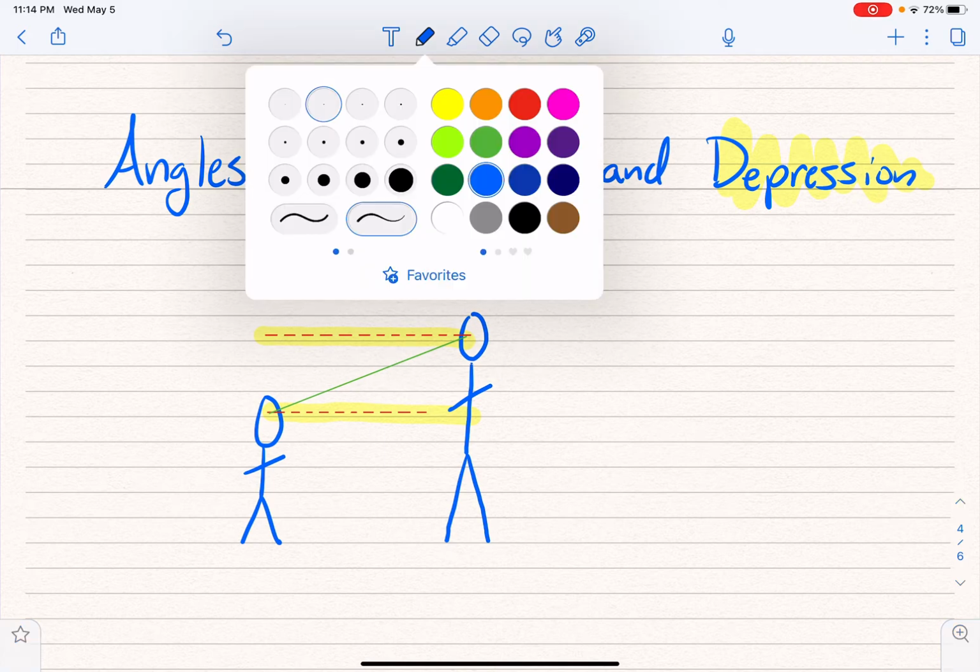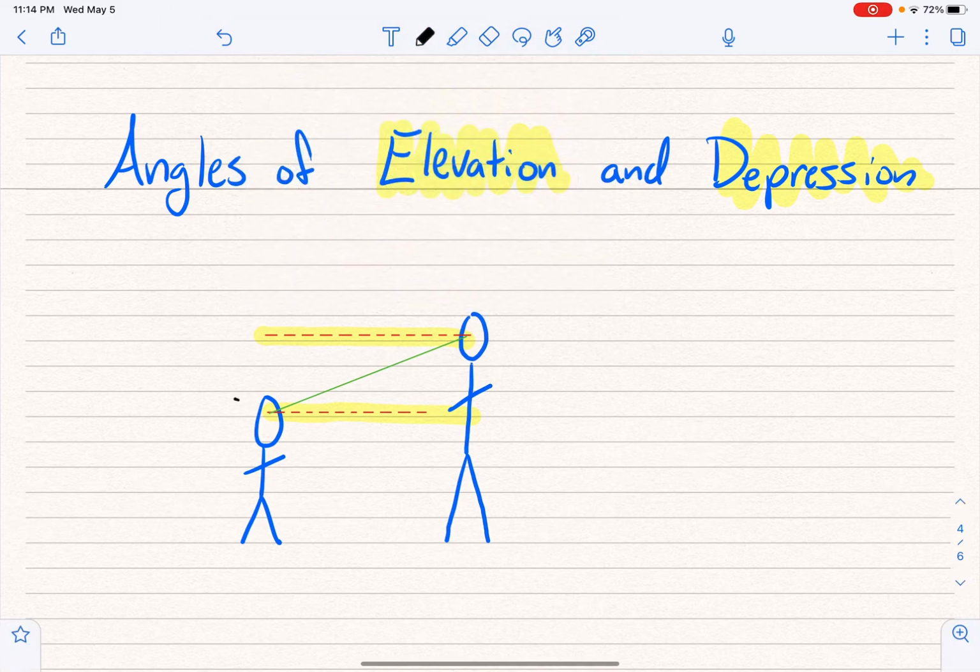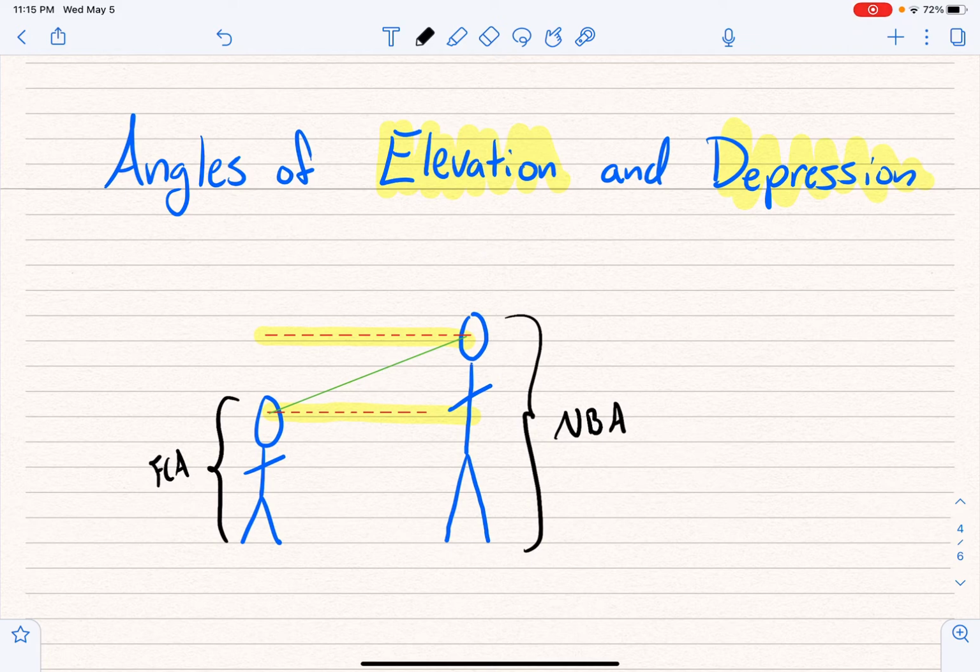Here we are in the situation. Here's some FCA student, and here's some NBA ball player. As the FCA student looks up, maybe they look up with a 21-degree angle. Where is that angle measured? It's measured between the line of sight and the imaginary horizontal at that point. This is where that 21 degrees is measured, so you would say the person is looking up at an angle of elevation of 21 degrees.